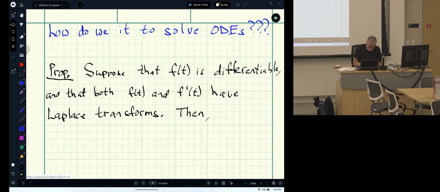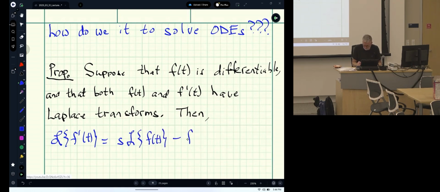Then, this is the crucial piece. The Laplace transform of f prime of t is s times the Laplace transform of f of t minus f of 0 minus.